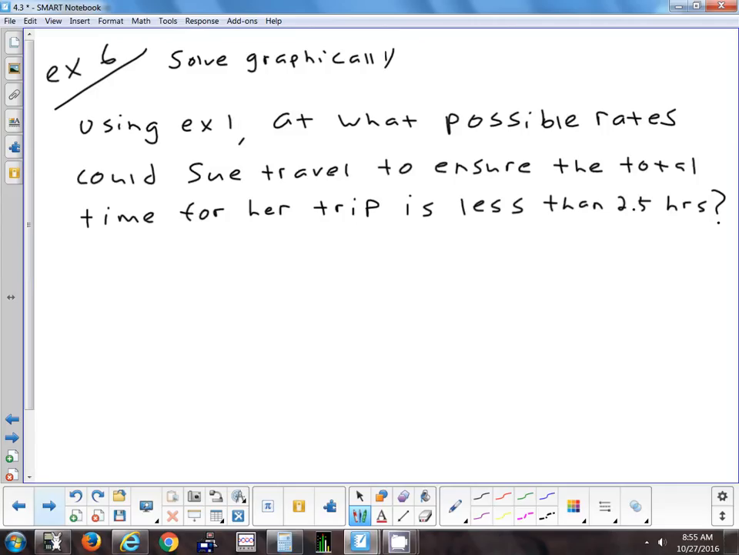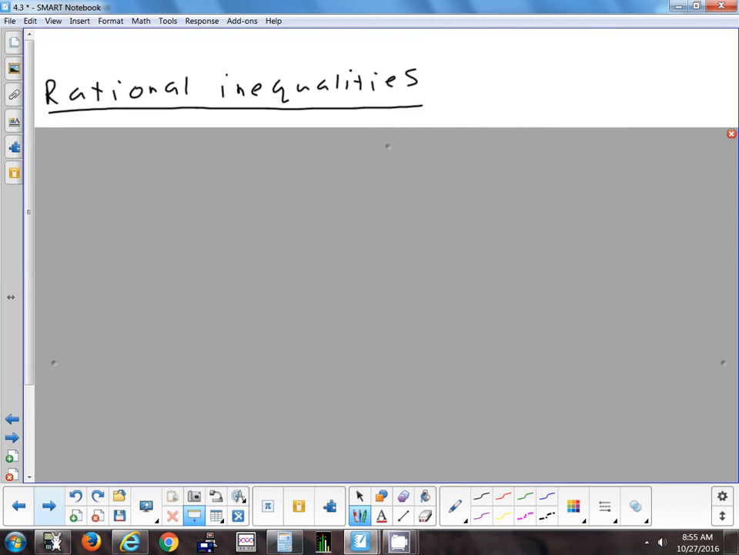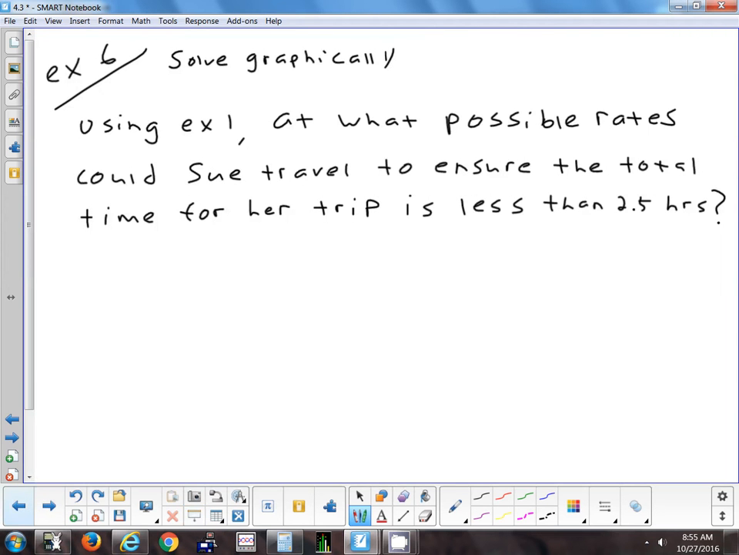All right, so now we're getting into the last part here, which is shifting into inequalities. I'm not asking you now an exact question, like what speed does she have to travel at to complete her trip in exactly 2.5 hours? I'm asking 2.5 hours or less. Okay, so now we're getting into an inequality.